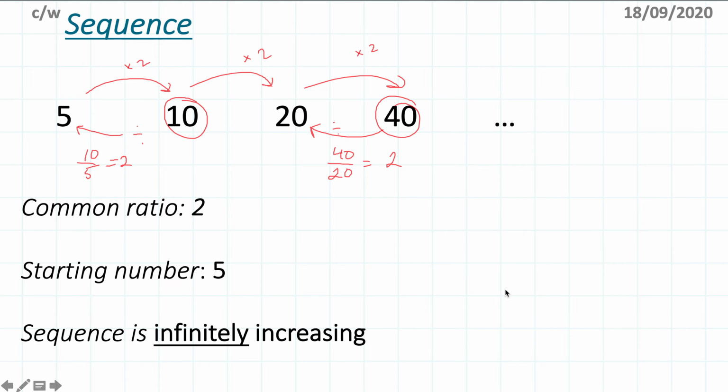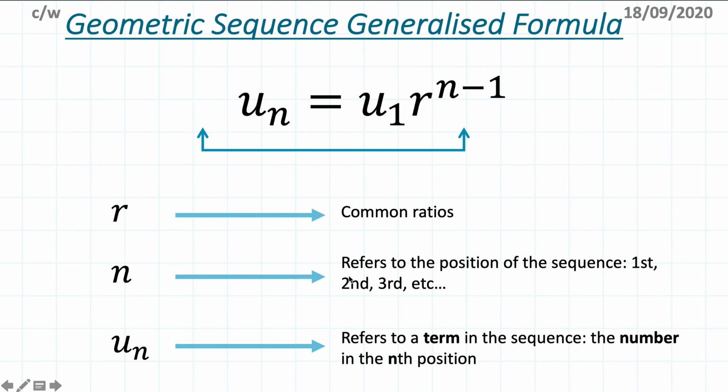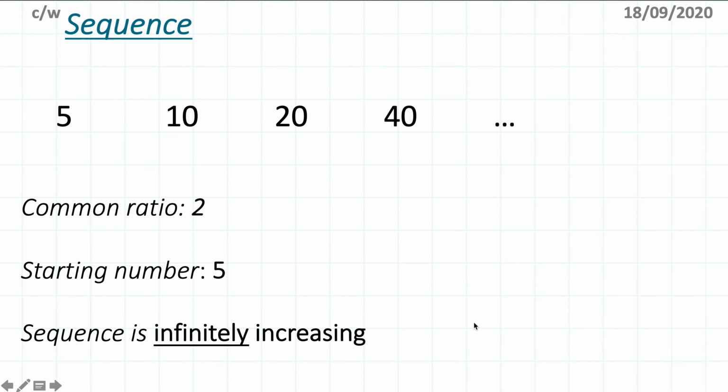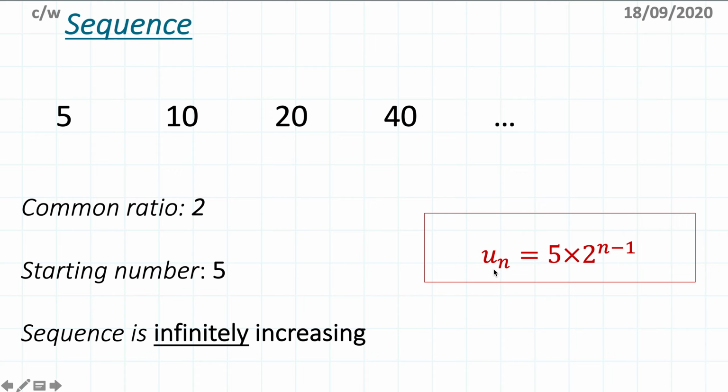It's good to know that, notice that the starting number is 5, and then the sequence is infinitely increasing, and that can be seen by the dotted lines here. This is just an observation. So using these two, I can write the general formula. If you notice in the generalized formula, we have the u1, which is the first term, and we have the common ratio to the power of n minus 1. So the general term for this sequence is 5, which is our starting number, times 2, which is the common ratio, to the power of n minus 1.